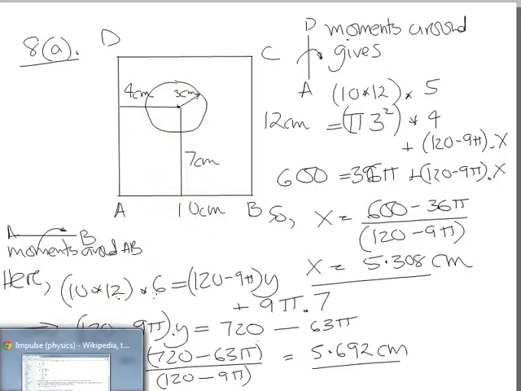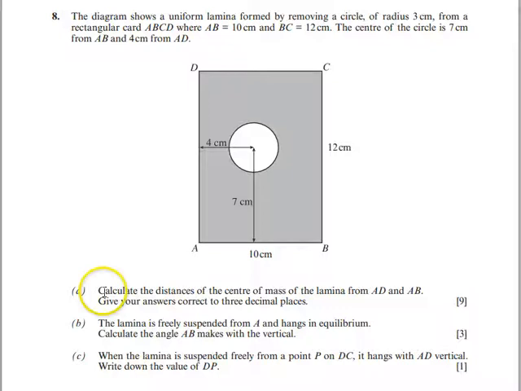Let's go back to our question to make sure we've answered it correctly. Calculate the distances of the centre of mass of the lamina from AD, which we did, and AB, which we did there. Give your answer correct to 3 decimal places, which we did. So that's the first part done then, part A. So that's great, good. Let's go on to the next part now.